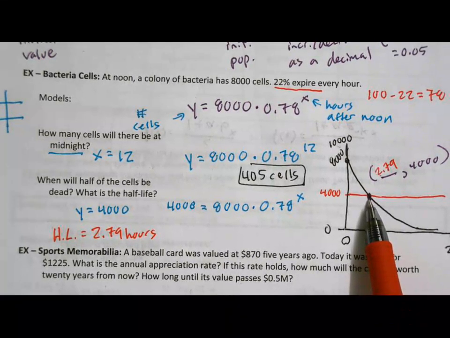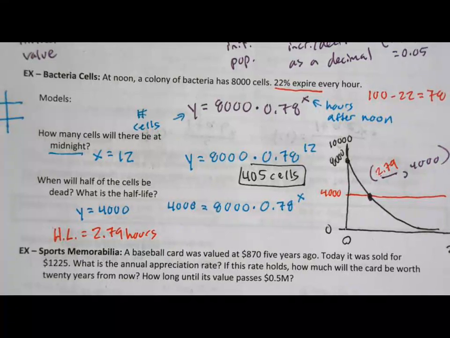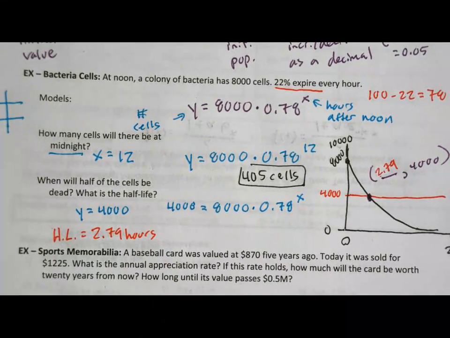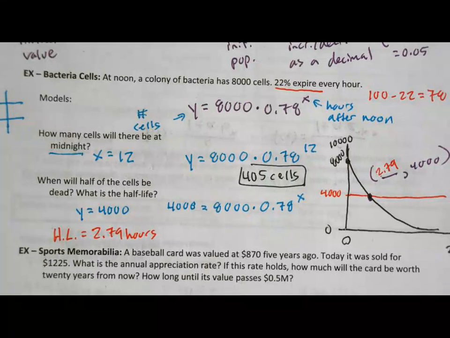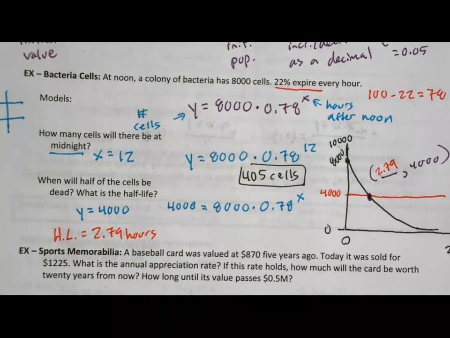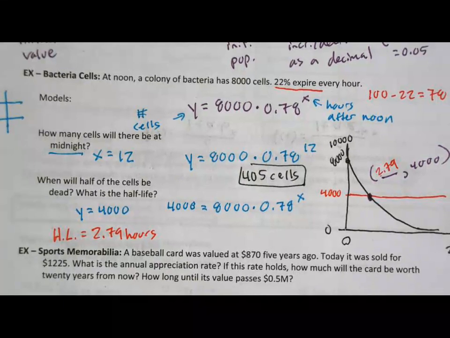How many hours after that am I going to have 1,000 cells? 2.79 hours. How many hours after that am I going to have 500 cells? 2.79 hours. And after that, how many am I going to have? 250 cells. 2.79 hours. Every 2.79 hours, you're losing half of whatever you started with. That's the concept of half-life, right? Okay. So the half-life is 2.79 hours.